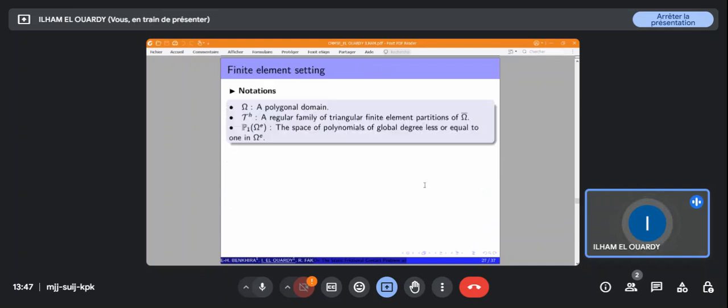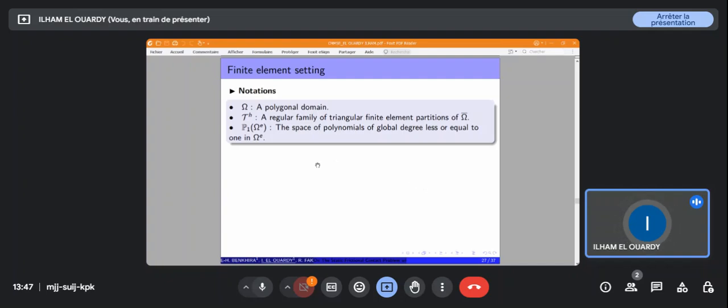Now I am going to present the numerical approximation. The main objective of this part is to investigate the finite element approximation of the variational problem and to derive the error estimate of the approximate solution. So let's start by introducing the following notations.